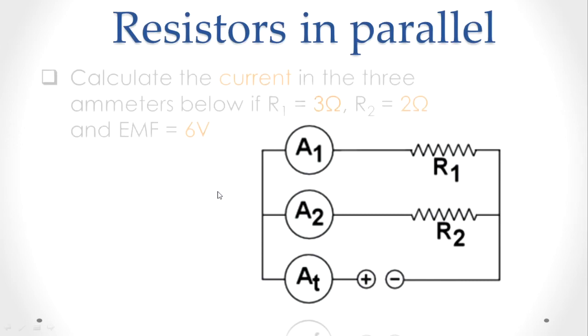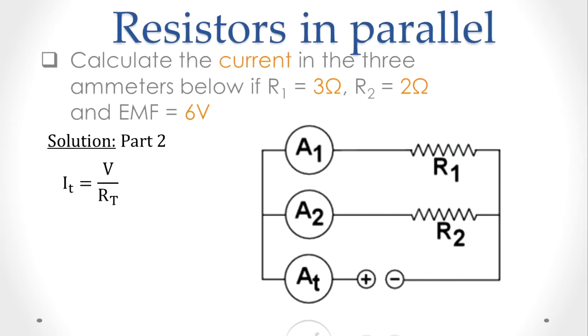Looking at the next ammeter, again we have the same voltage. Now we are looking at, sorry, this is the total current, and so the total current is calculated using the total resistance, and you get 5 amps.